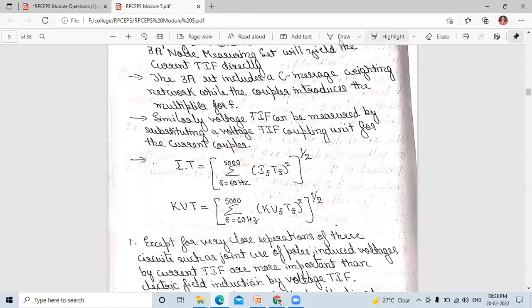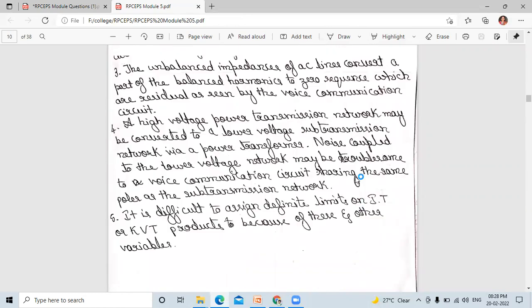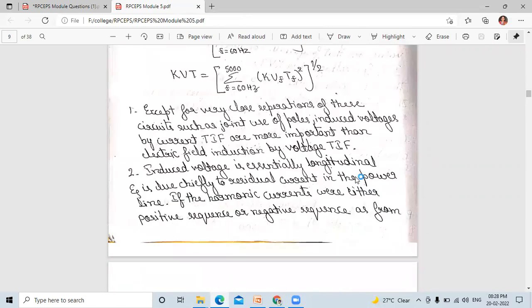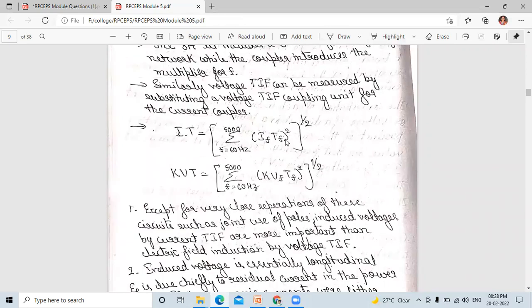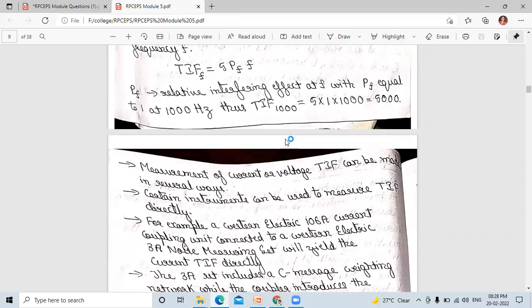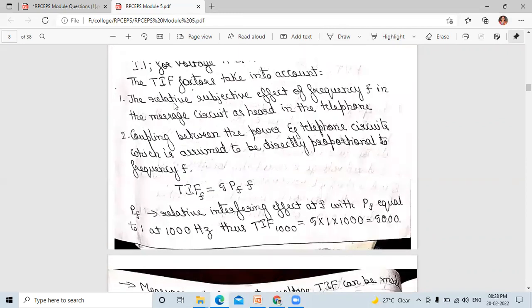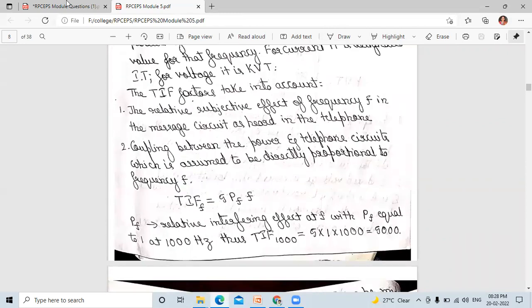If they ask for 5 marks also, you write. If they ask for 10 marks, you mention the equations and the factors and some points related to TIF, telephone interference. So there are 5 points related to that, and factors also. What factors they consider for TIF.